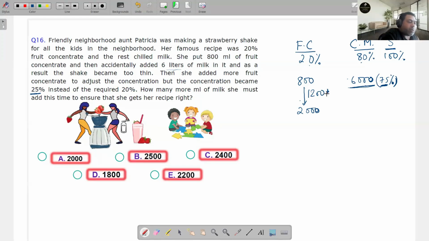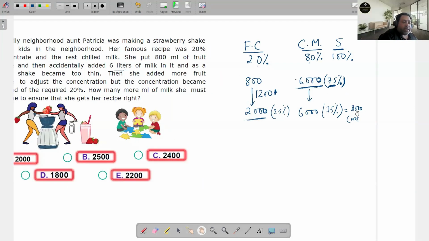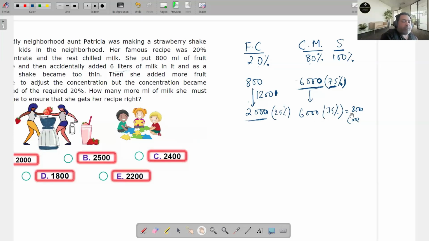So what she did basically was add another 1200 of fruit concentrate. As a result, 2000 became the fruit concentrate, and 6000 was still the chilled milk, right? So this is 25%, this is 75%. And if you add it up, you get 8000, which is 100%. So 8000 ml is the total shake. 75% of 8000 is 6000, and 25% of 8000 is 2000.